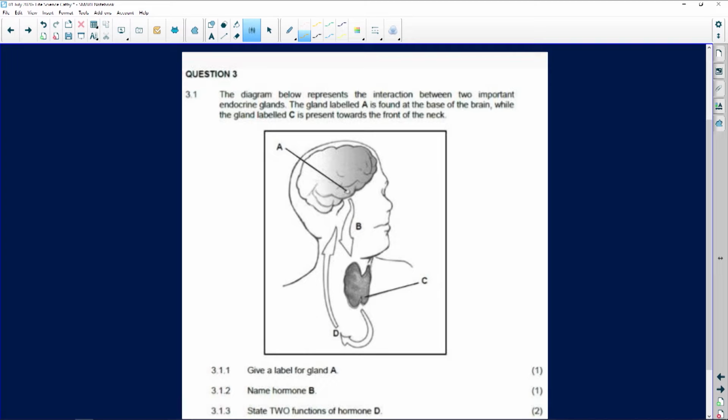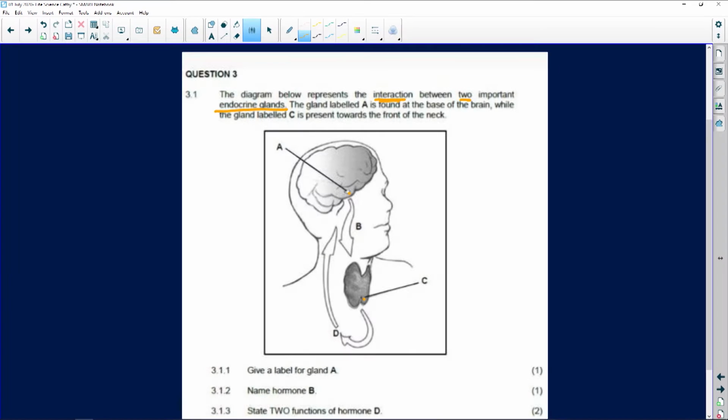The diagram below represents the interaction between two important endocrine glands. Okay, and they're telling you it's an endocrine gland. The gland labeled A, that one, is found at the base of the brain, while the gland labeled C is found in the front of the neck. And we already know it is in front of the larynx, which is your voice box. It sits here like a little bow tie.